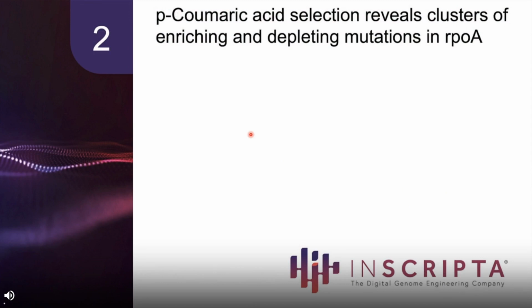So for the selections that we did with coumaric acid, what we saw after looking at the data from our libraries was that it really showed in RPOA that there were a pocket of enriching mutations and then a pocket of depleting mutations. And these really clustered nicely onto the structure of RPOA, such that there were a lot of enriching mutations in the N-terminal domain and then a lot of depleting mutations in the C-terminal domain.